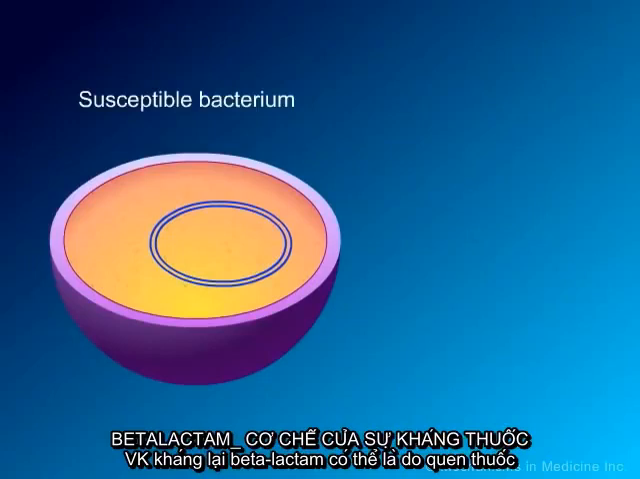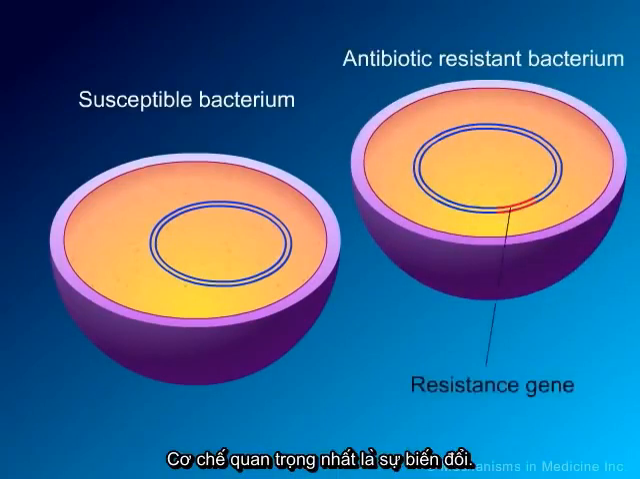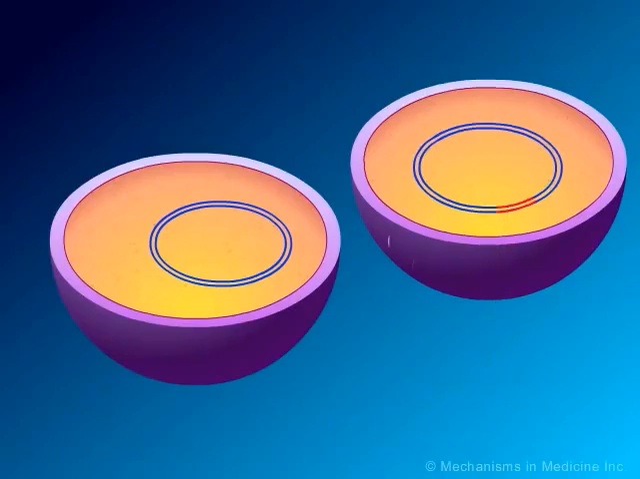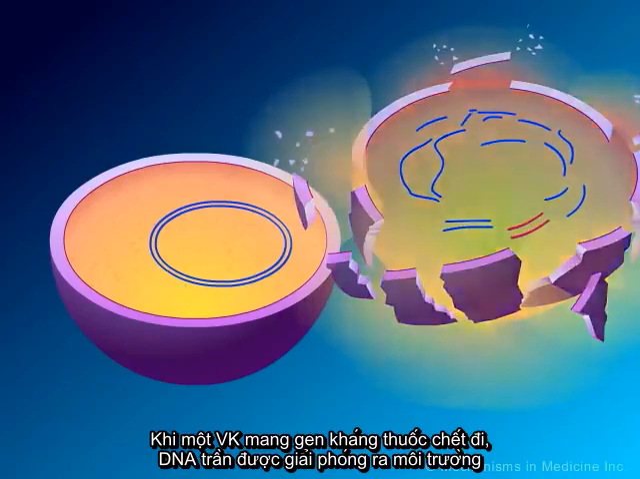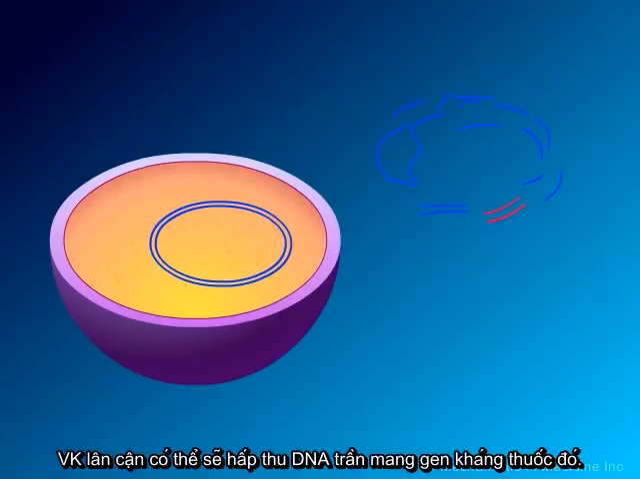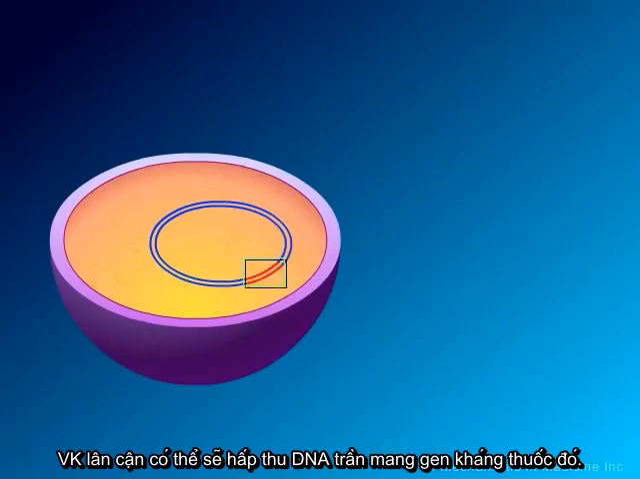Bacterial resistance to beta-lactam antibiotics may be acquired by several routes. One of the most important mechanisms is through a process known as transformation. During transformation, chromosomal genes are transferred from one bacterium to another. When a bacterium containing a resistance gene dies, naked DNA is released into the surrounding environment. If a bacterium of sufficient similarity to the dead one is in the vicinity, it will be able to uptake the naked DNA containing the resistance gene.